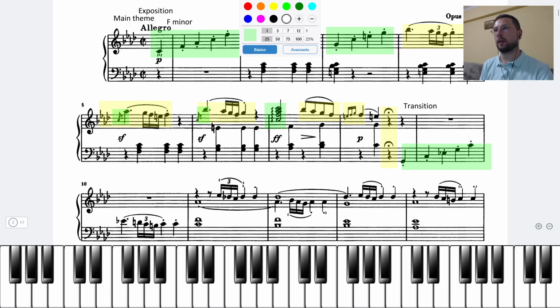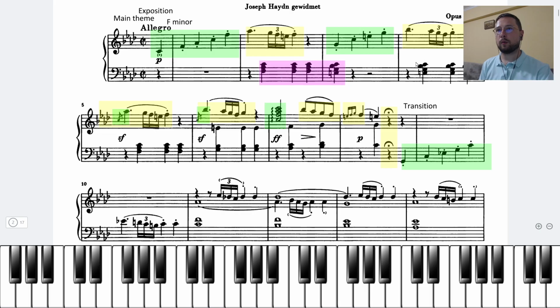Now, what's in the left hand? In the left hand, we can actually give another color. Let's put pink. We can find a rhythmic motive that Beethoven used a lot in his music. This is the Fate motive. Right, we are seeing it there.